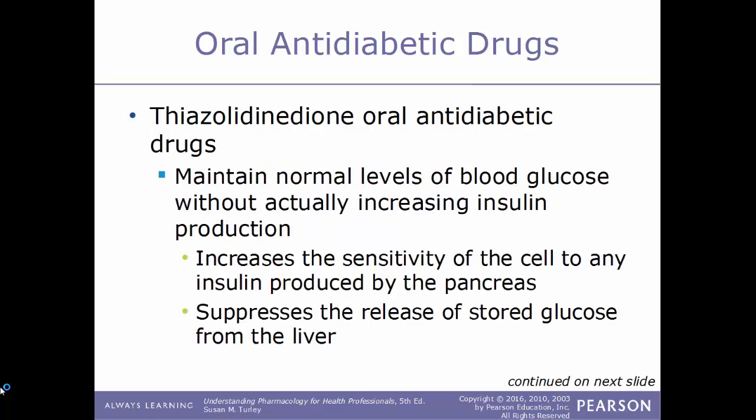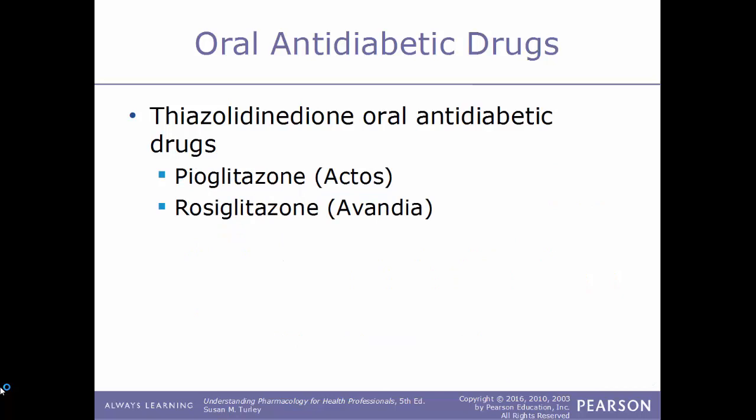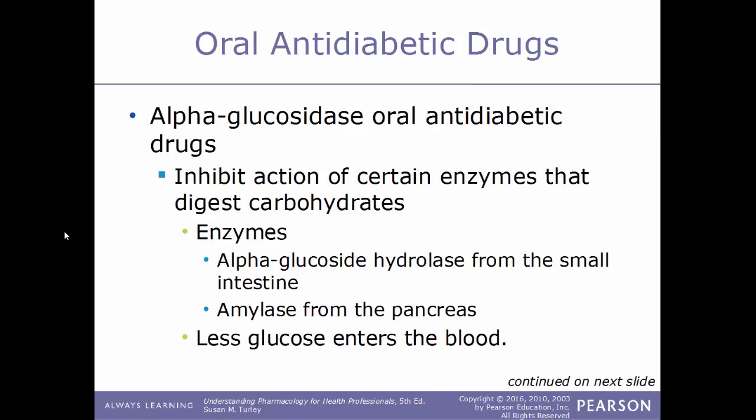Another type of oral antidiabetic drug includes the thiazolidinediones. And these maintain a normal level of blood glucose without actually increasing insulin production. How they act is they increase the sensitivity of the cell to any insulin produced by the pancreas. They also act by suppressing the release of stored glucose from the liver. Some examples of this class of drug would be pioglitazone, sold under the trade name Actos, and rosiglitazone, sold under the trade name Avandia.